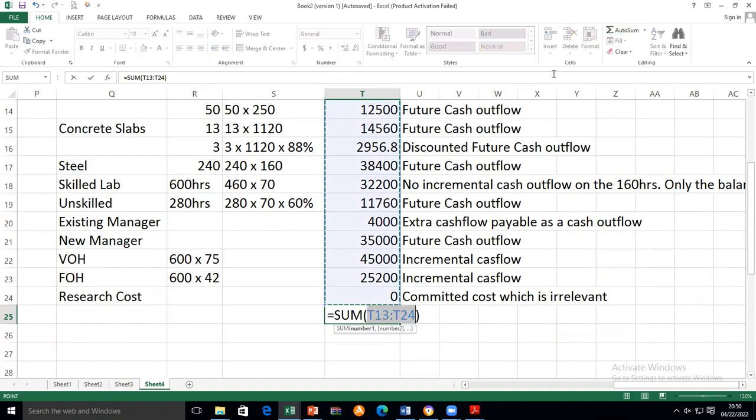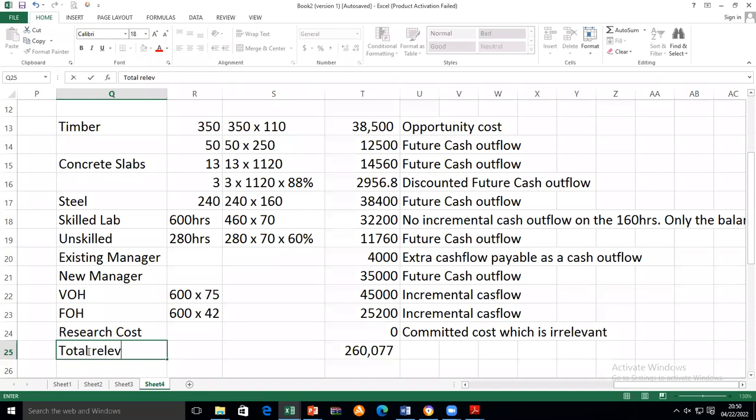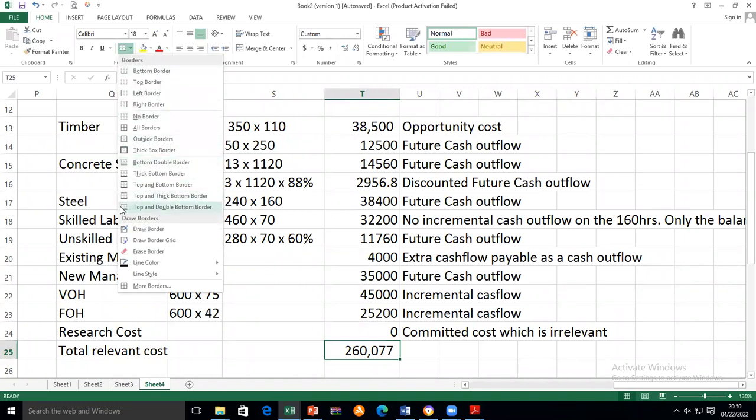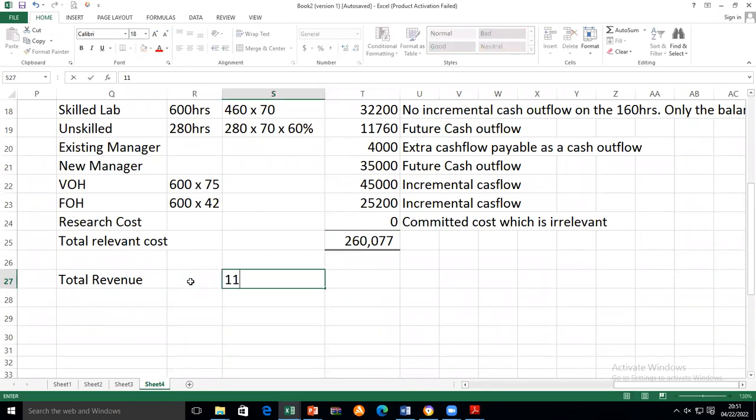So what's the total cost now? Total relevant cost. That's the total relevant cost. Total revenue. 11,000 multiplied by 1.